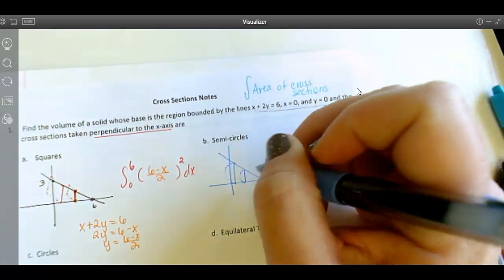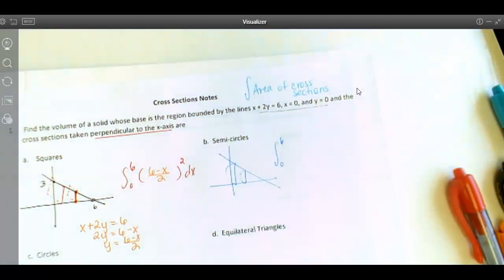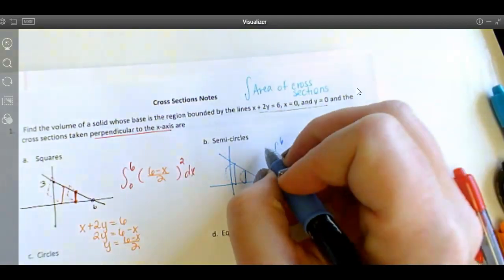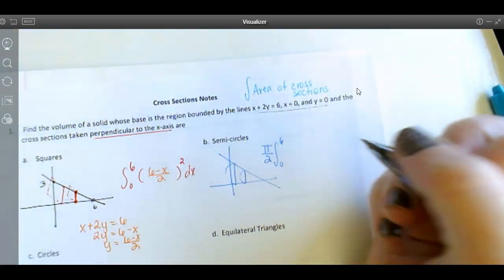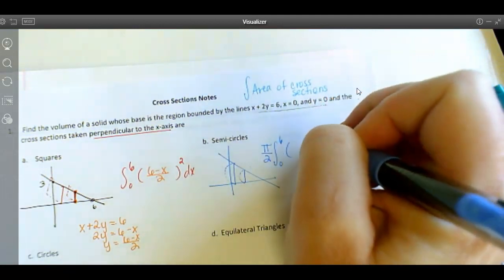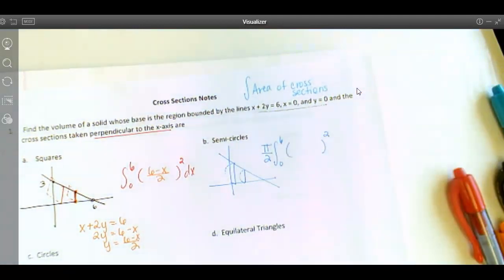And then we're going to figure out what the area of a semicircle is. Well, I know that a circle is pi r squared. So a semicircle is half of that. Well, I'm going to put the pi over 2 on the outside, and I'm just going to put my r squared right here.